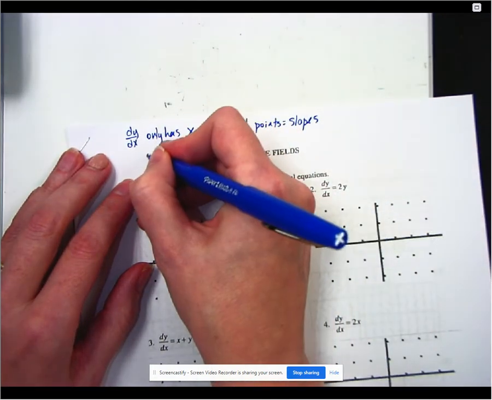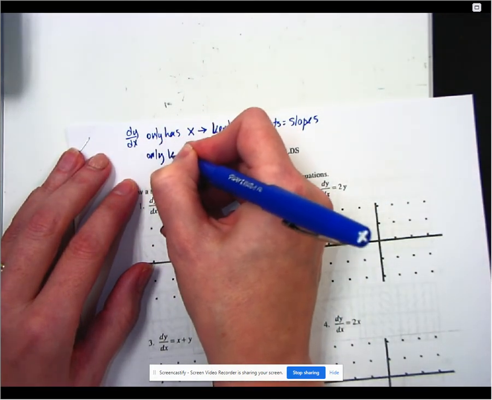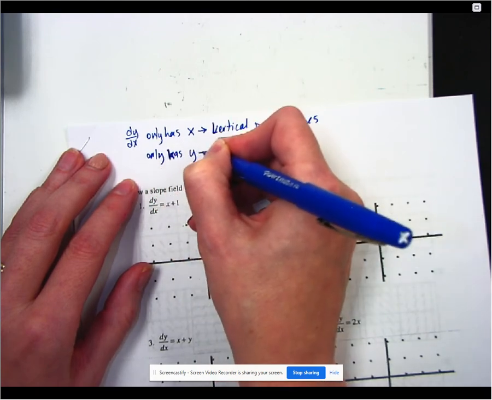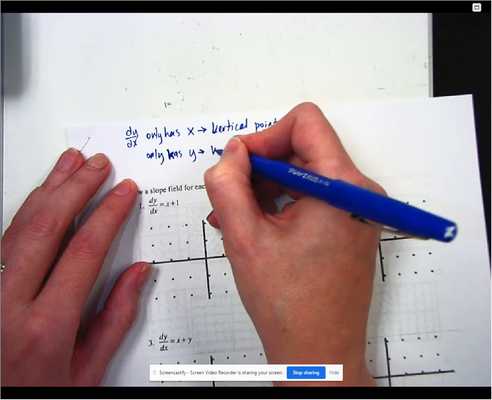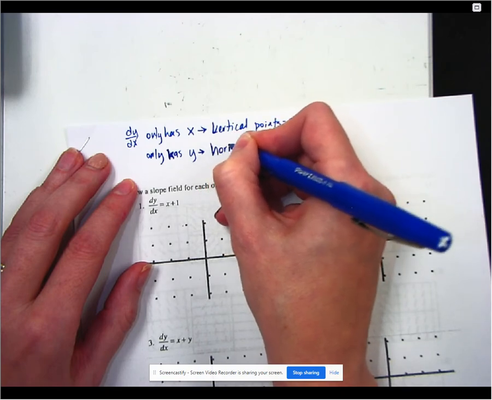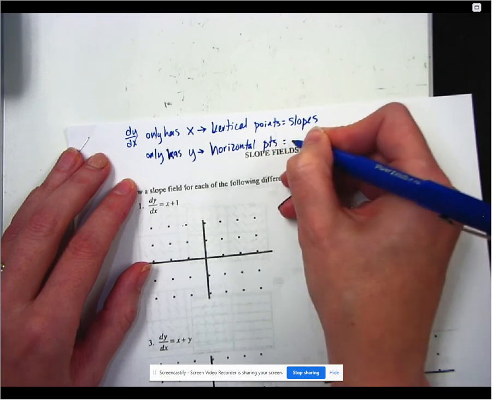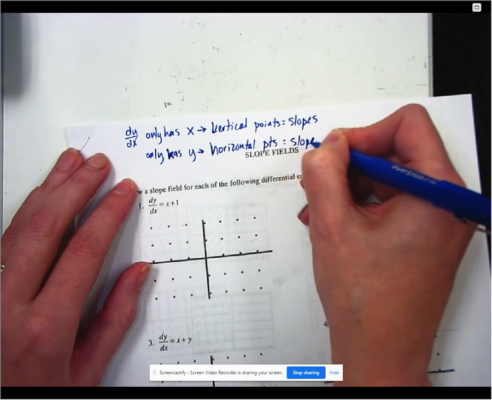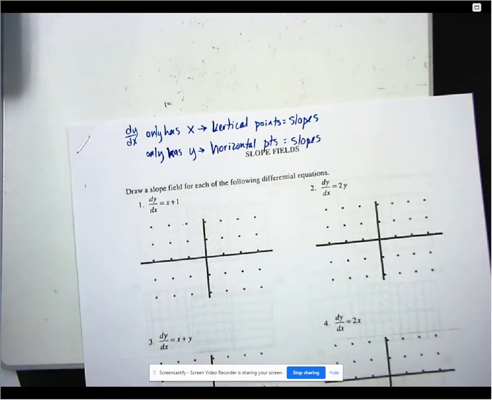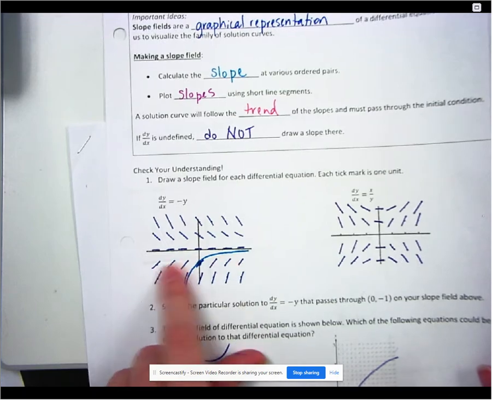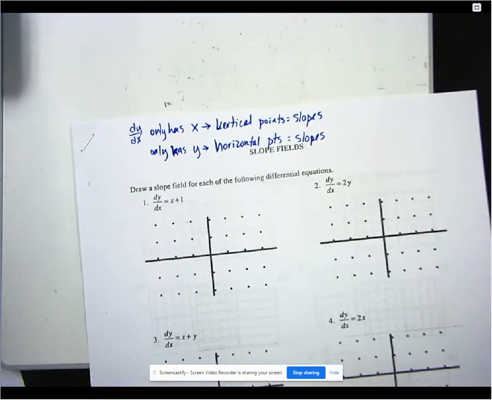All right, then if it only has y, then the horizontal points will have equal slopes. And that's like the one we did here. So as we went horizontally, all the slopes are equal. All right, so that's drawing the slope field, just super fun.